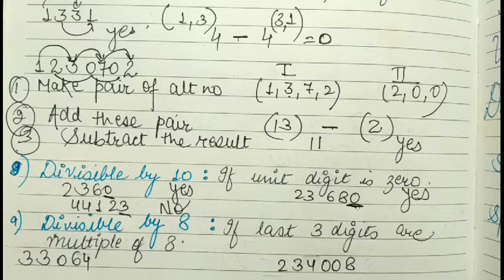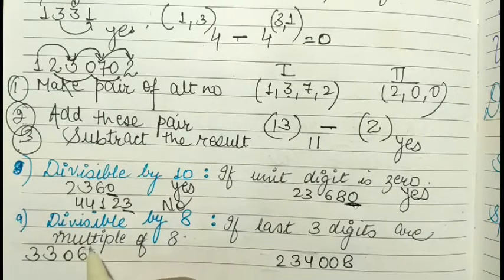Next is divisibility rule of 8. We have to observe in this case 3 digits. See, there is a relation between 2, 4 and 8. In the case of 2, we observe just the unit digit. In the case of 4, we observe the last 2 digits. In the case of 8, we are observing the last 3 digits. You can learn it by this sequence of 2, 4 and 8.